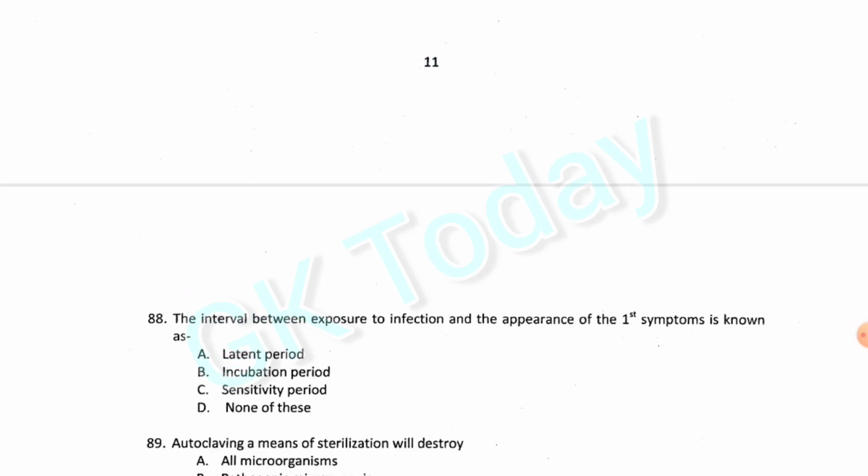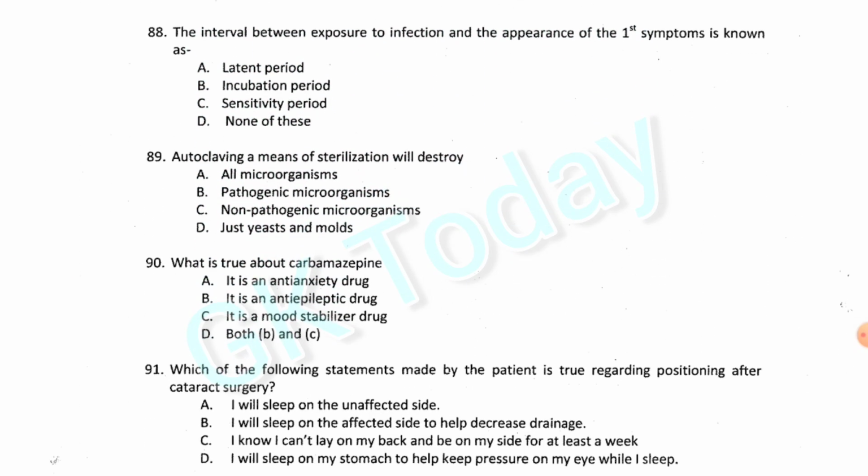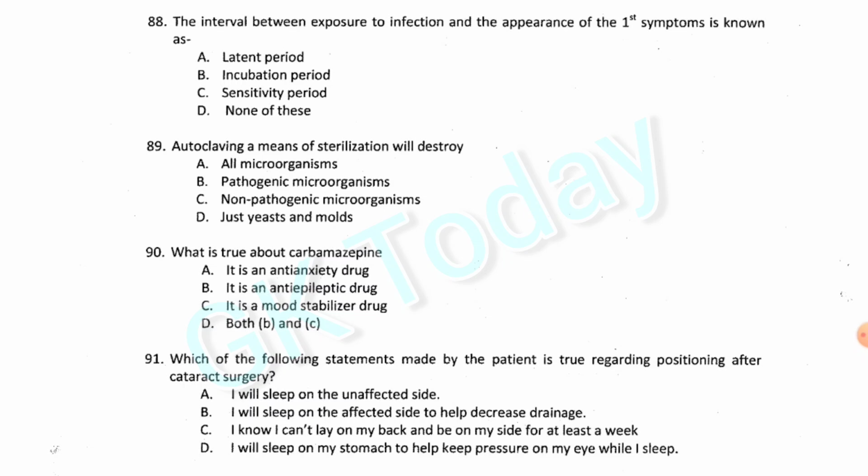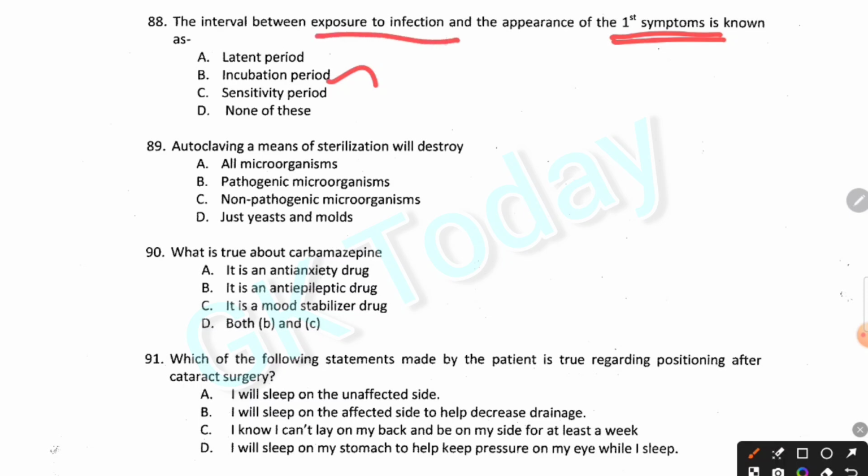All of these. Question number 88. The interval between exposure to infection and the appearance of the first symptoms is known as incubation period. The interval between the exposure to infection and the appearance of the first symptoms is called incubation period.